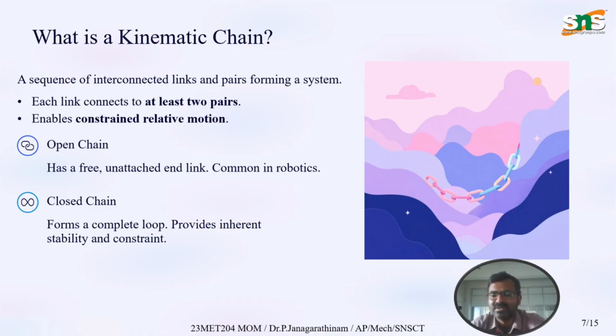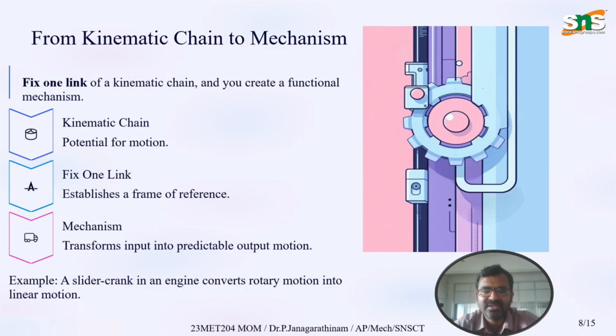There are two types of kinematic chains: open chain and closed chain. An open chain has a free, unattached end link and is common in robotics. Closed chains form a complete loop, providing inherent stability and constraint. From kinematic chains to mechanisms: fix one link of the kinematic chain and you create a functional mechanism, with potential for motion and a frame of reference. Mechanisms transform input into predictable output motion.